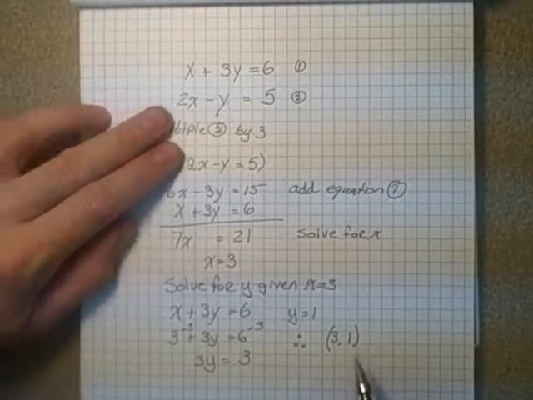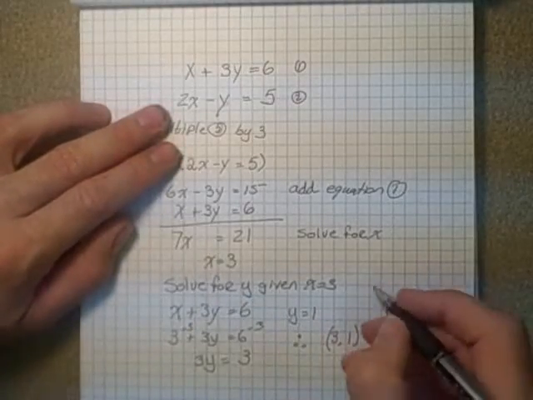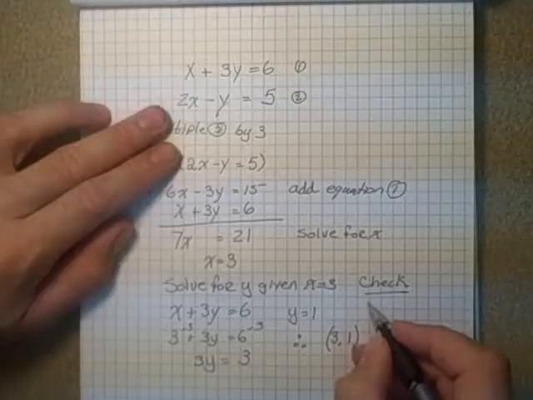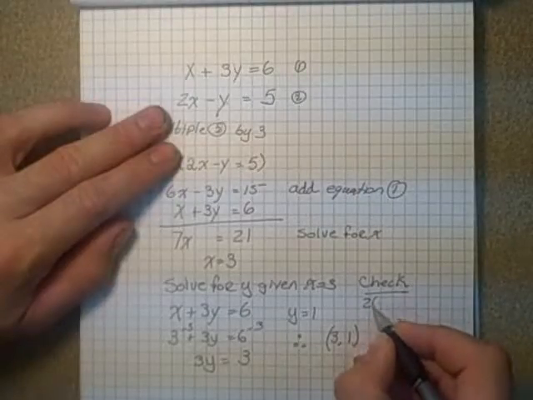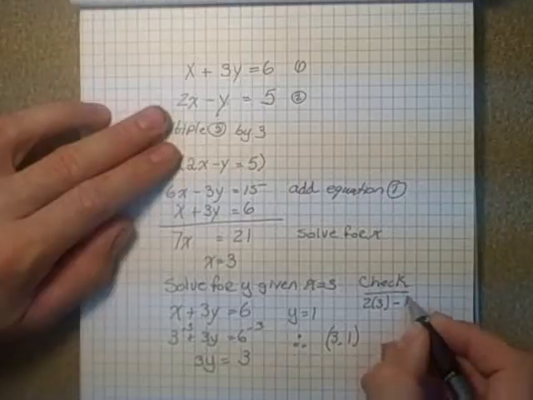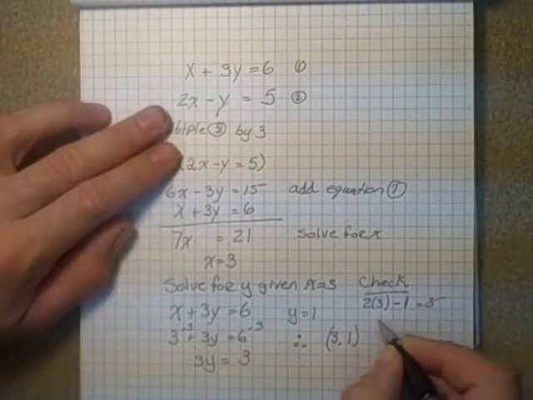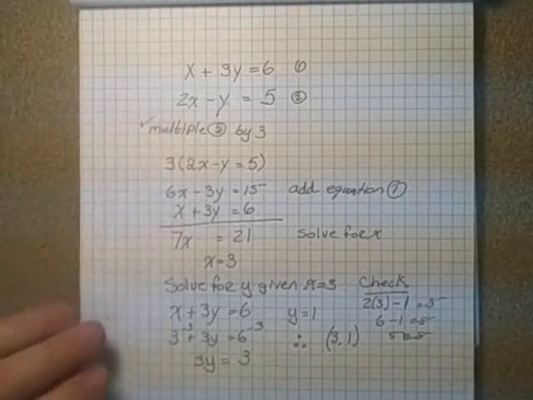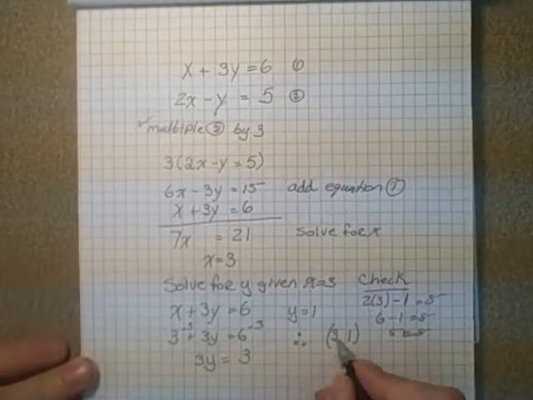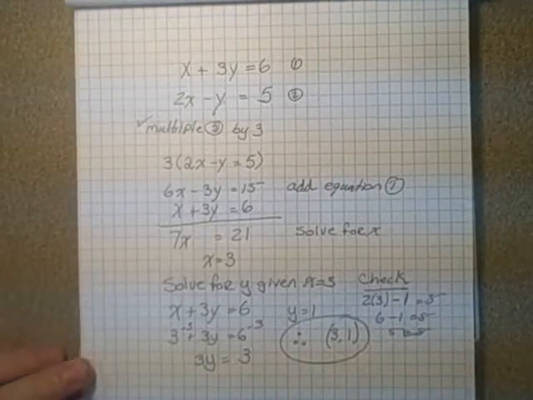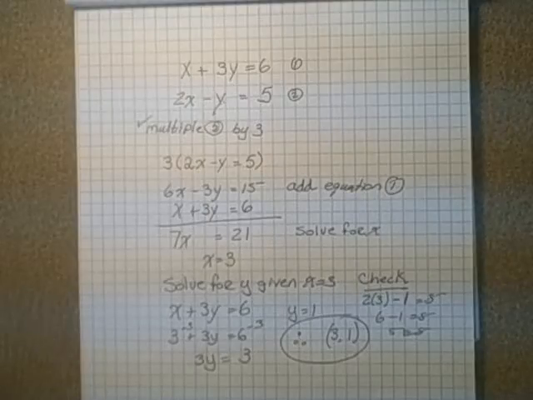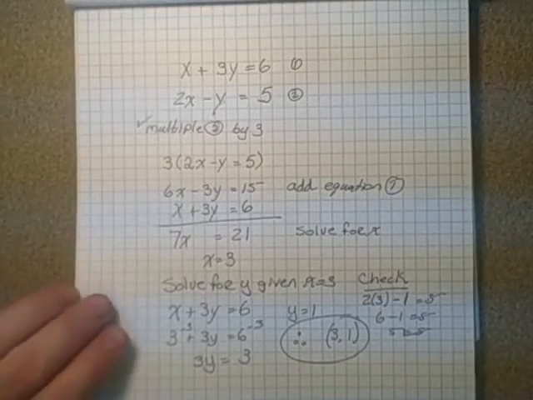And then just do a quick mental check, or if you like, do it in the other equation. So do a quick check. Okay, so that would be 2 times 3 minus 1 equals 5. 6 minus 1 equals 5. 5 equals 5. So my solution set then, therefore, is (3, 1) for that answer. And that's using the process of elimination there. Let's do another example here with elimination, just to have a second example to refer to.